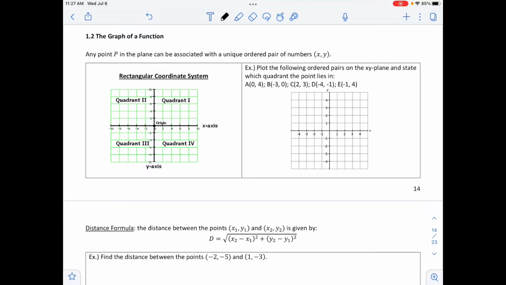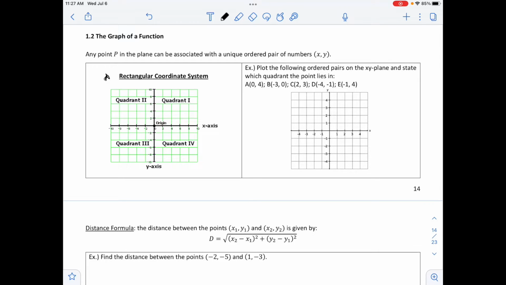We are in section 1.2, the graph of a function. Any point P on a plane can be associated with a unique ordered pair of numbers x, y. And right below that, the first thing that we have is the different quadrants on a coordinate plane.